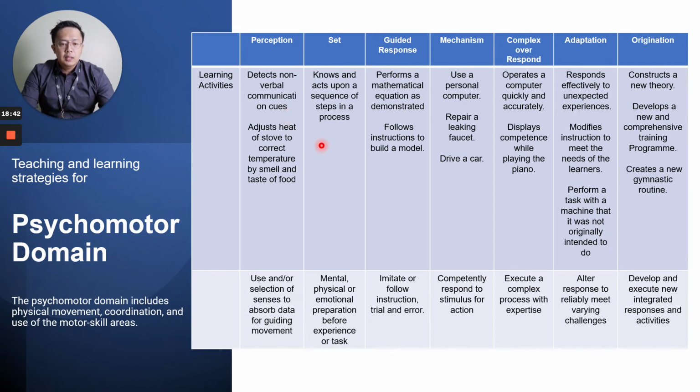For set, you may ask the students to demonstrate something where they know how to act according to a sequence of steps in the process. For example, you should tell the students to evaluate the environment and tell you when they can start cooking.